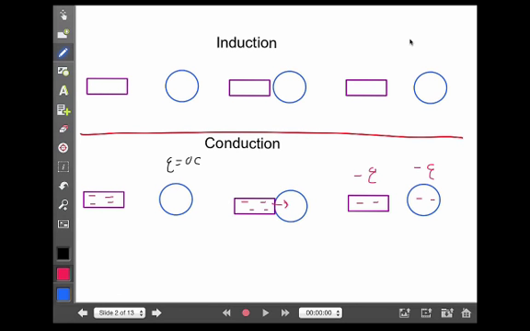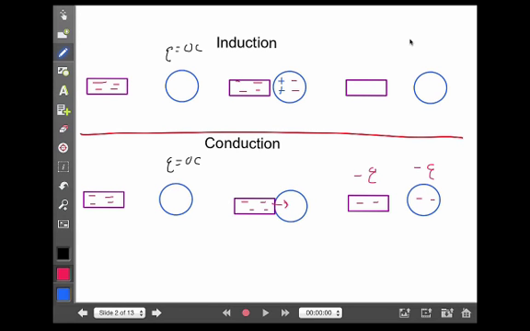Induction's a little more involved, a little more complicated. Again, you start off with something that is negatively charged, for example, and then something else that is neutral. And what happens if you bring it very close, but don't touch? Now what we saw, like with the wall, is that it polarizes it. In other words, it makes one side positive and one side negative.